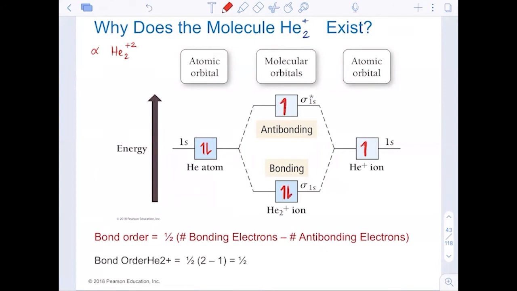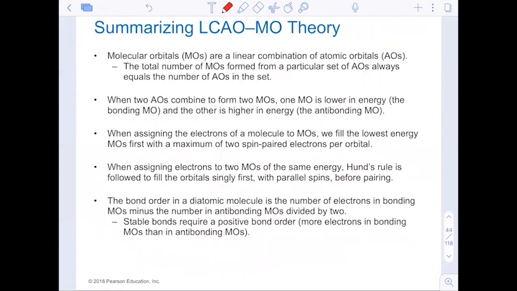We fill up our MO diagrams, we do our math. Yes, it exists. Just by having more bonding electrons than antibonding electrons, our molecules can exist. So the bond order is an important concept to be able to utilize so that when we look at a theoretical molecule, we can start to explain, does it exist or does it not exist?